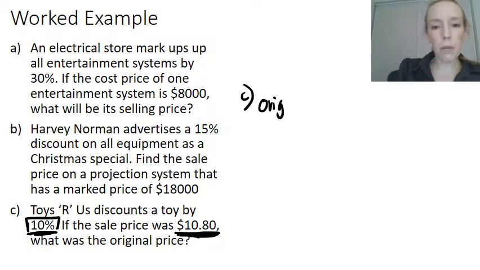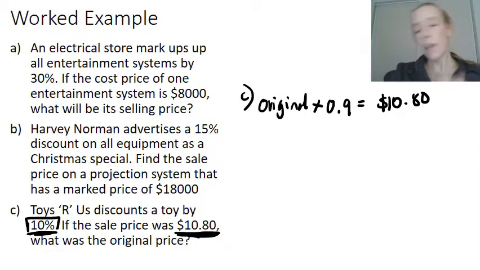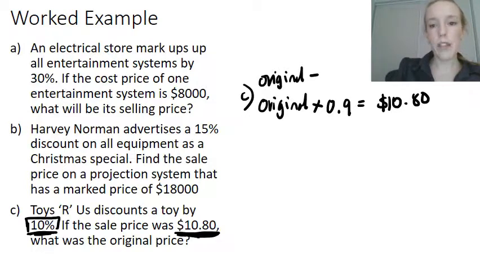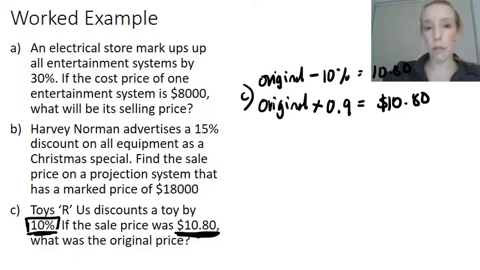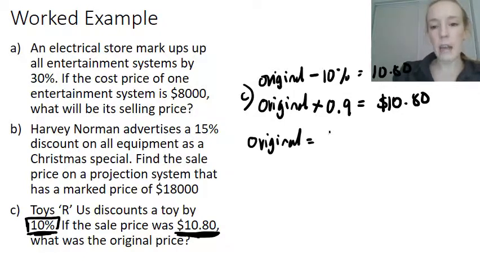So our original price multiplied by 0.9 is going to equal $10.80. That's just a different way of writing it. We had our original price, we took off 10%, and we got $10.80. So that means the original times 0.9 has to equal $10.80, because $10.80 is 90% of the original price. If we rearrange this, we can then work out what the original is. Our original is going to equal $10.80 divided by 0.9.